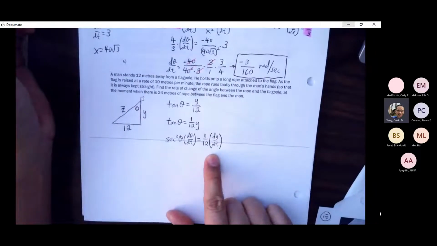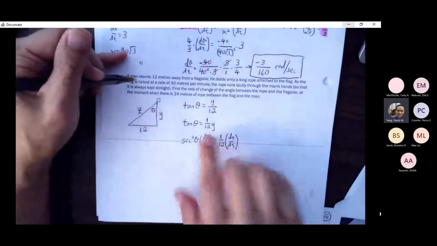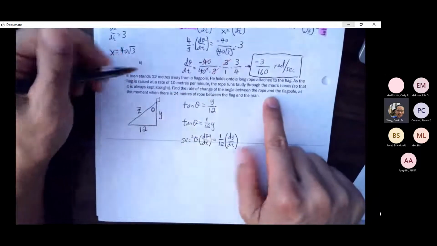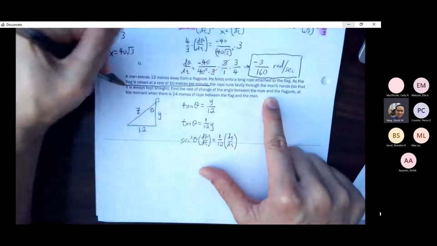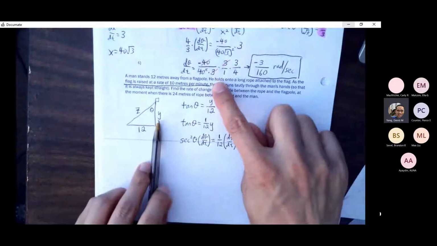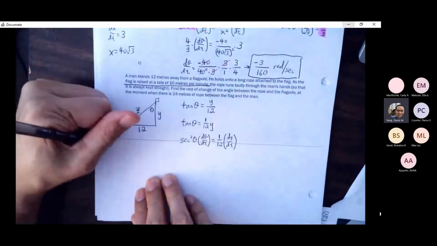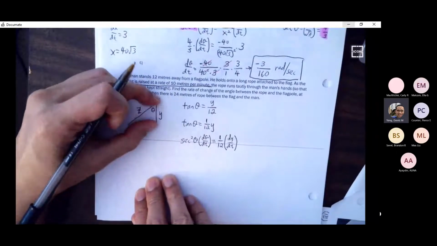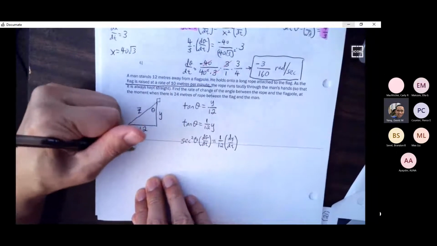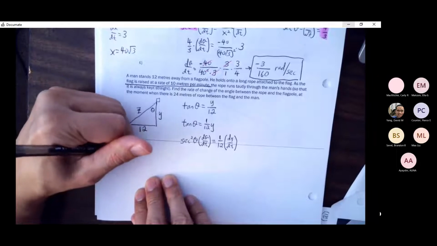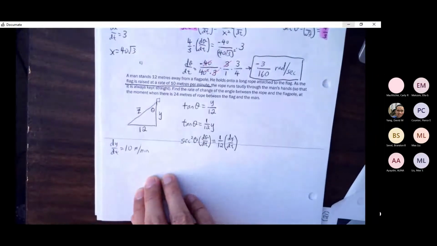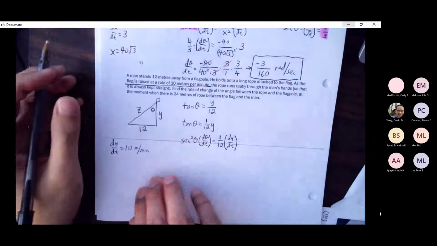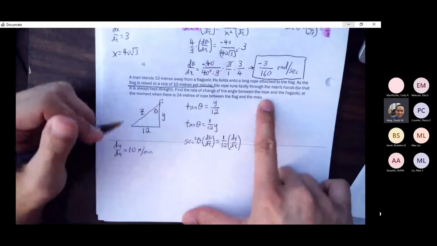Okay, so let's see what information we have here. The flag is raised at a rate of 10 meters per minute. We know that is involving y, so dy dt, positive, since that is allowing the height of this triangle to be increasing over time. And find the rate of change of the angle between the rope and the flagpole.